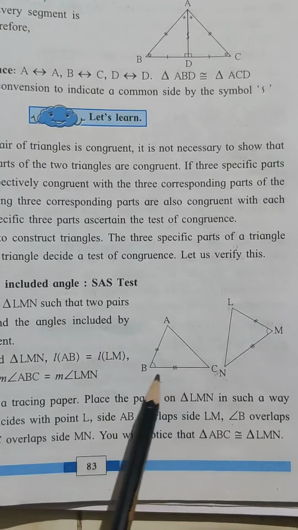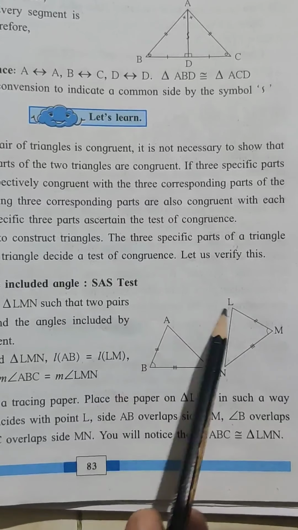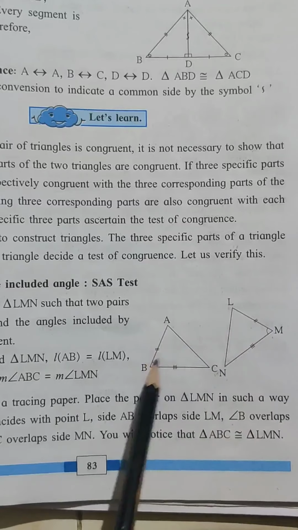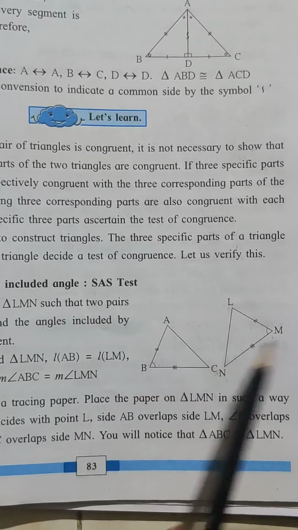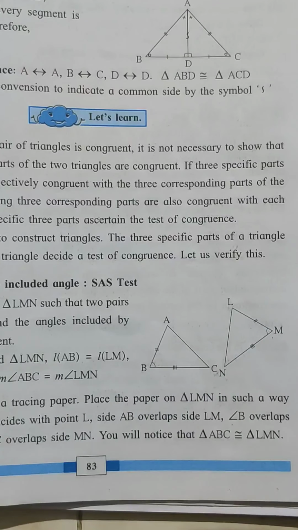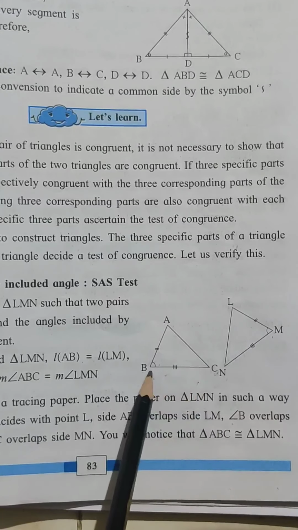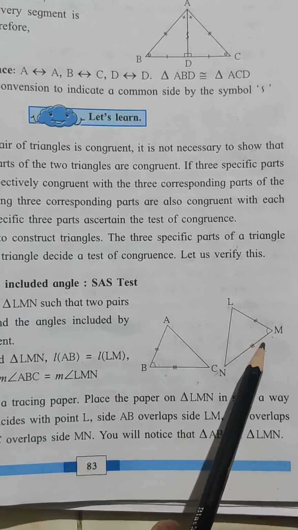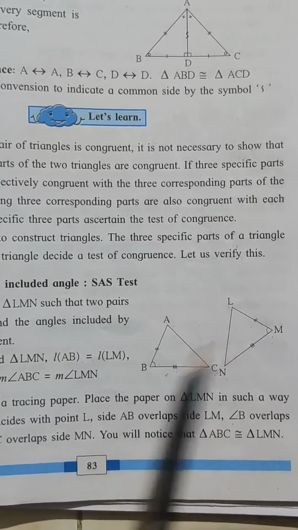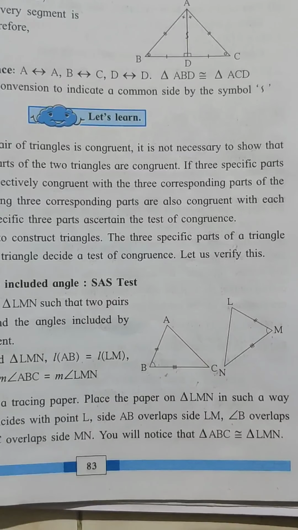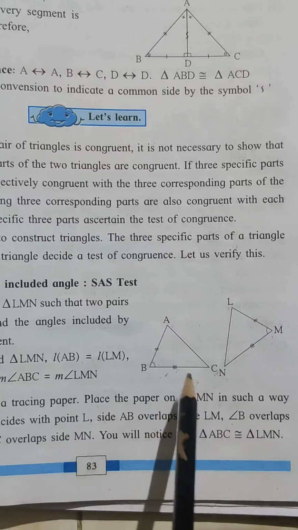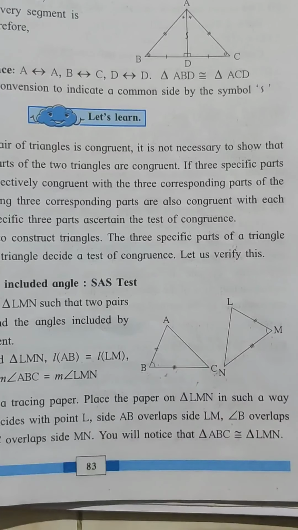These indications indicate AB and LM are of equal length because both the marks are the same. BC and MN have both the marks the same, so we will say these two are of equal length. At the same time, angle B and angle M also have the same size. That means these two angles are congruent to each other or equal to each other. Therefore, we can say these two triangles are congruent by SAS test, that is side angle side.